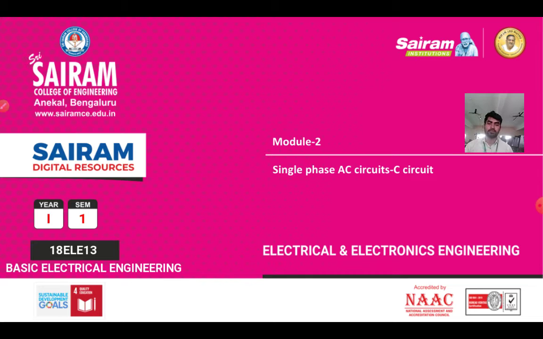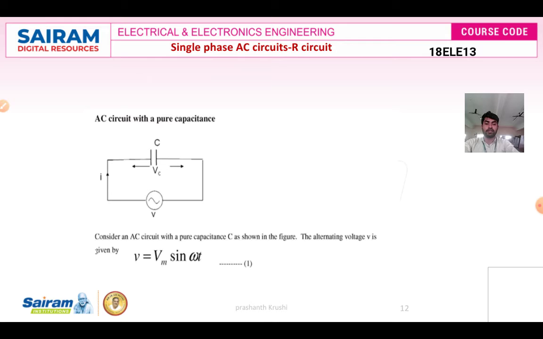So we give a single phase AC supply across a pure capacitor. We'll come to know the power consumption by the capacitor, the phase difference between voltage and current, and we already derived the energy stored in the capacitor, that is half CV squared. So that is a single phase AC circuit consisting of pure capacitance. We'll see the concepts in detail now.